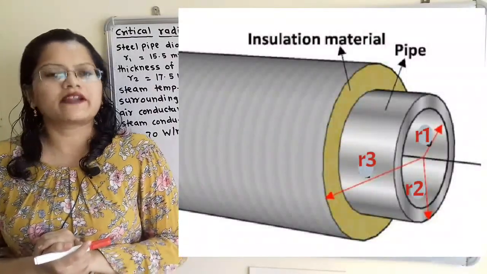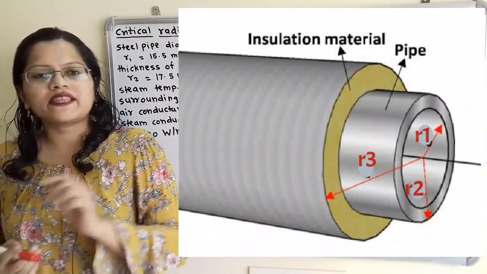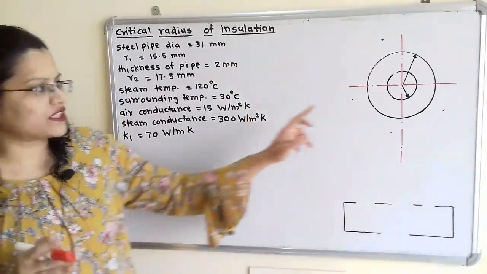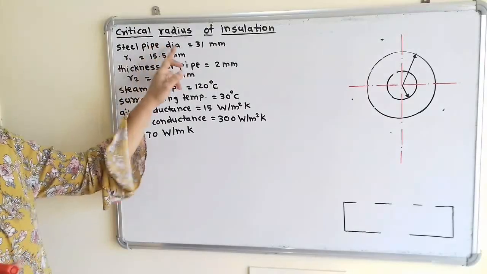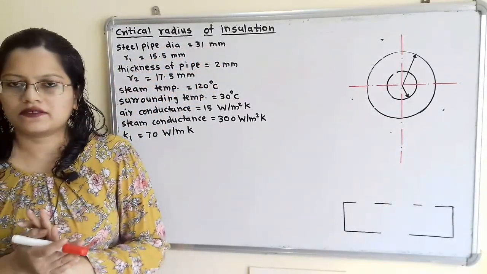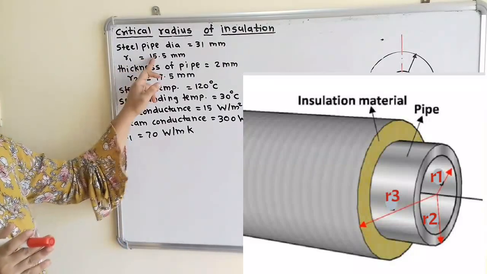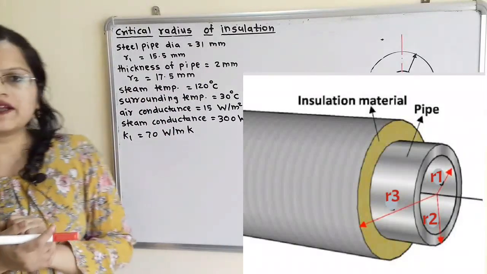Let us understand the given data with the help of a diagram. Here a pipe with thickness is given, so we have to draw the circular cross section of the pipe. What is the diameter of the pipe? The diameter of the pipe is 31 mm. So we will first find out the inside radius. R1 is equal to 15.5 mm, that is this diameter divided by 2.